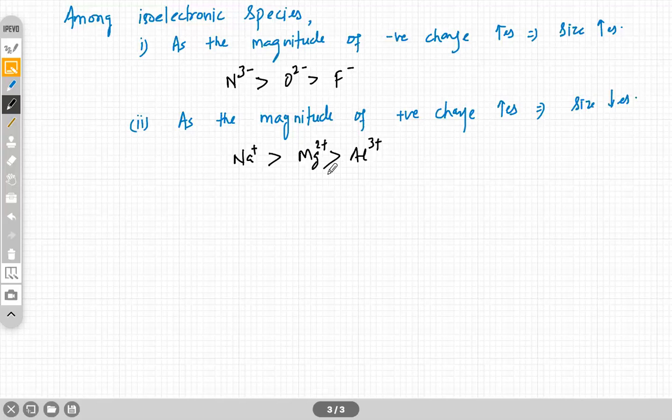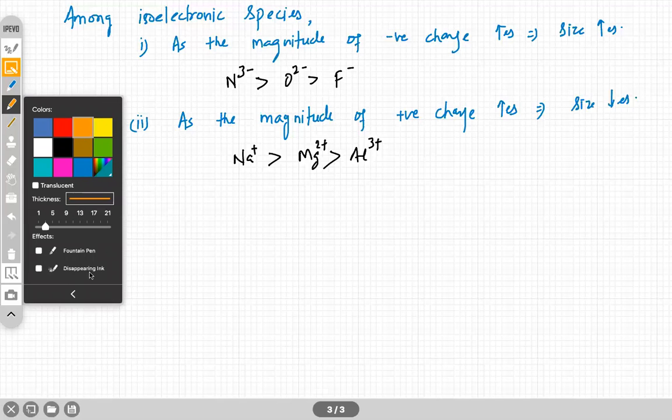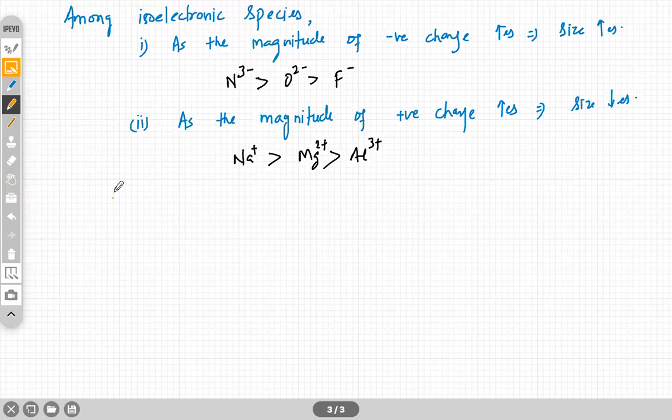There are some exceptions in this. It is not for isoelectronic species, but regarding the ionic size, there are some exceptions. You memorize these three orders I'm giving you. It has been asked in the exam, and these are exceptions. I'm not talking about isoelectronic species here, but the general ionic size. F minus is lesser than Cl minus, which is even lesser than H minus.